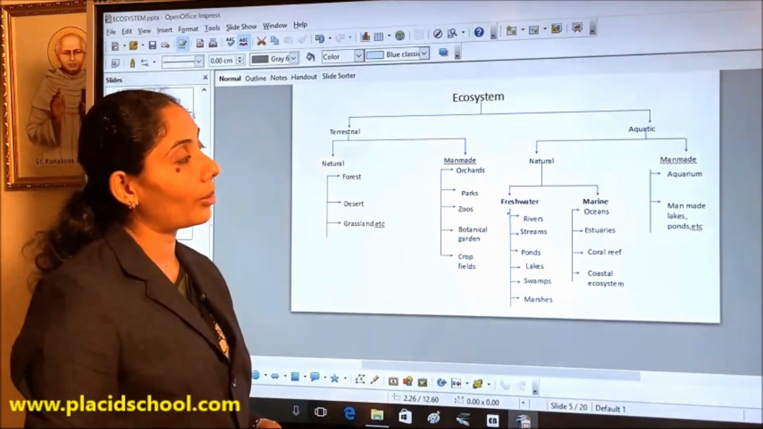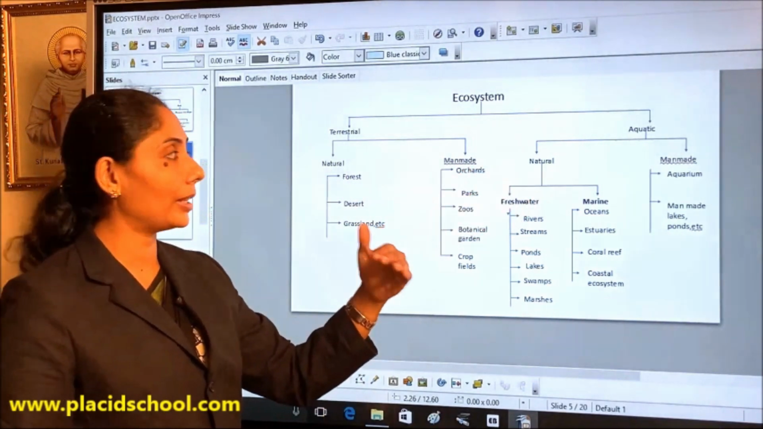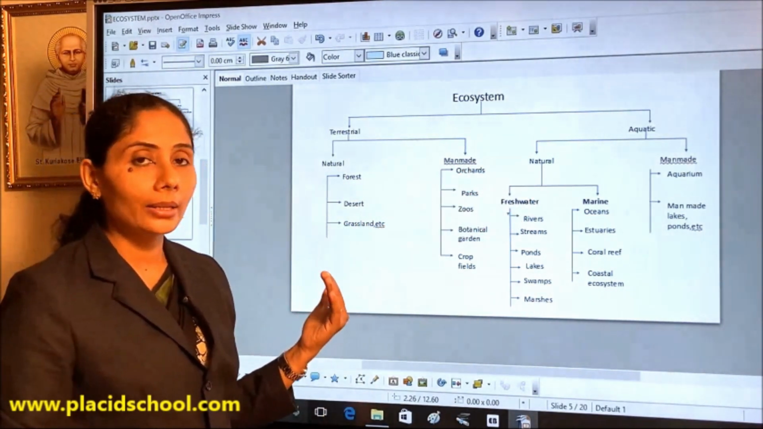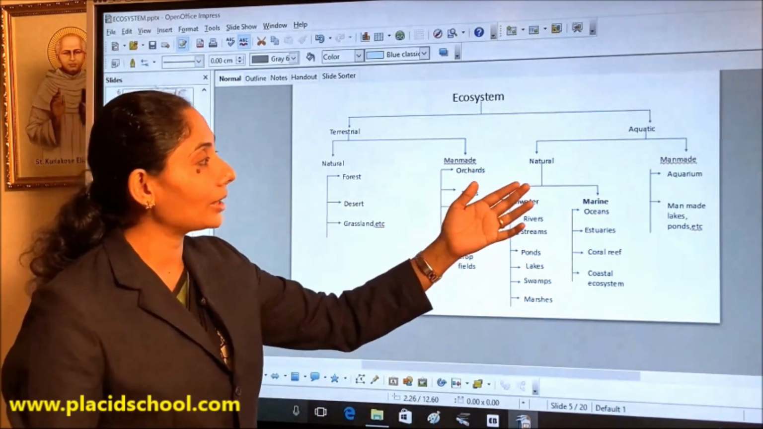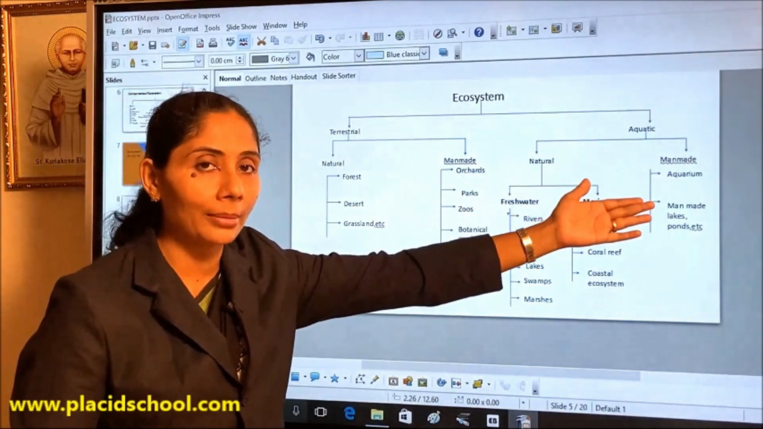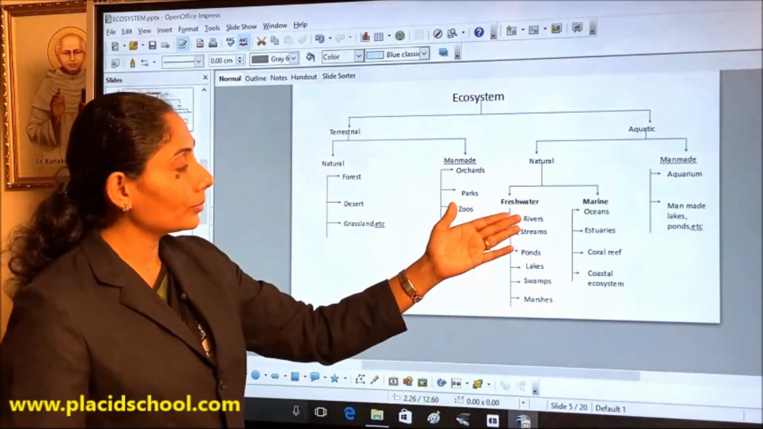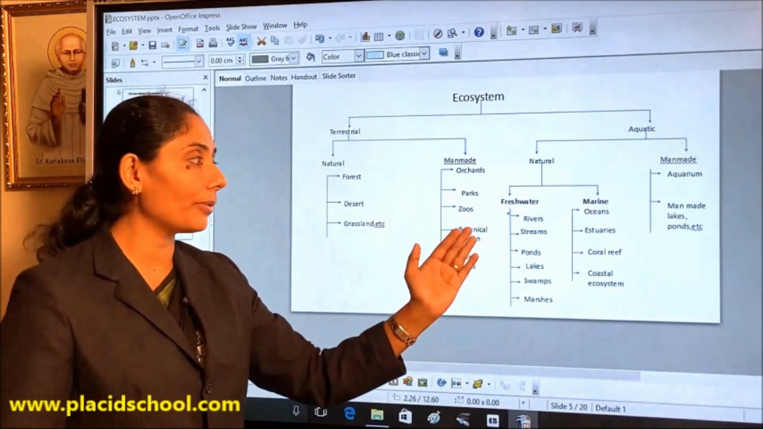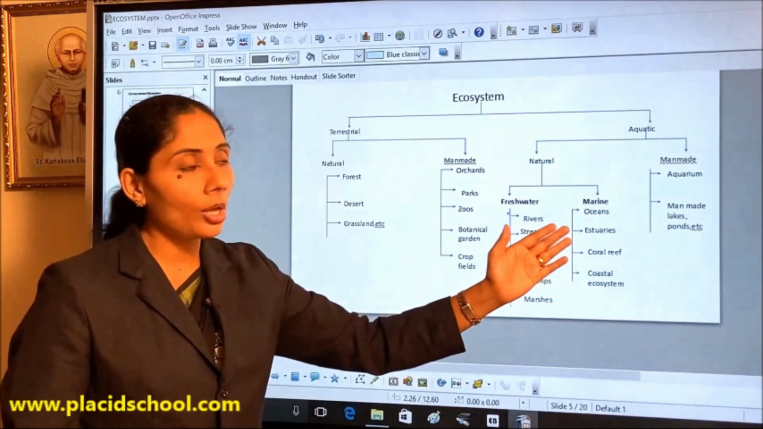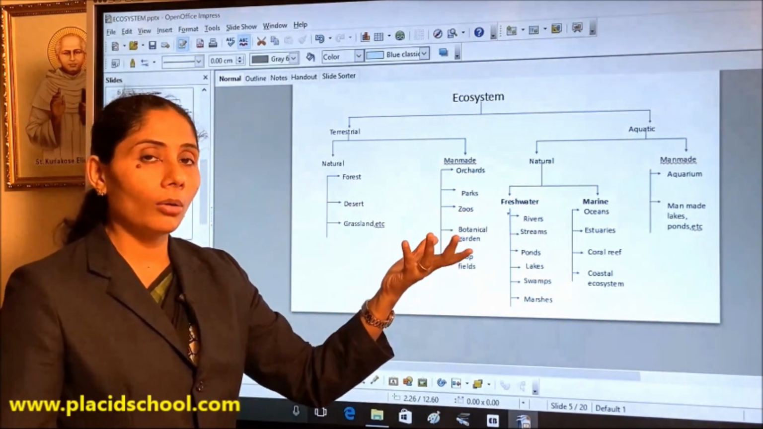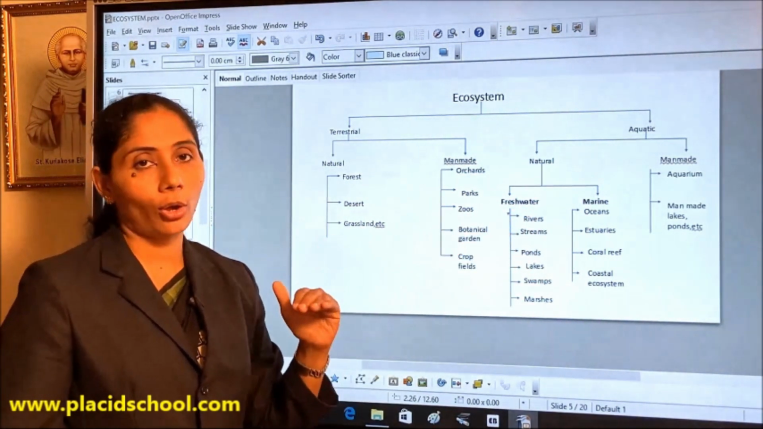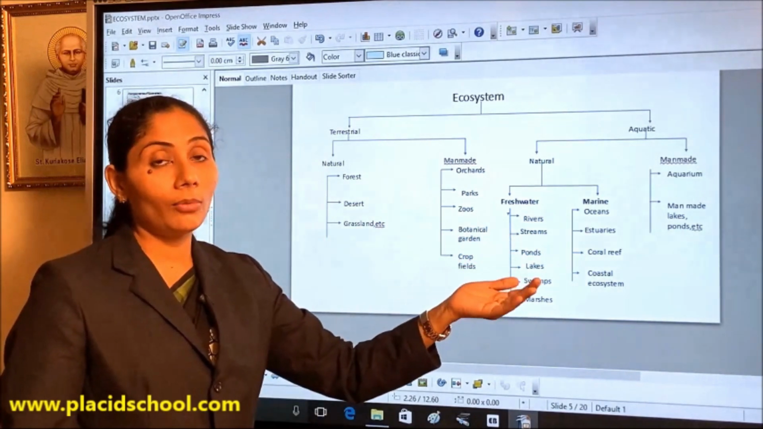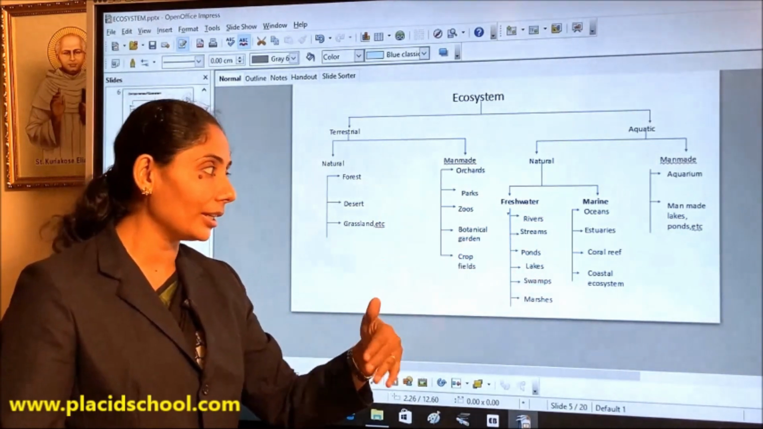For aquatic ecosystem, you can classify in the same manner as you classified terrestrial ecosystem. It can be classified as natural and man-made again. Natural can again be classified as freshwater and marine. I hope you know the difference between freshwater and marine. Freshwater means where the water will have a lower salt content, whereas marine will have a much higher salt content.